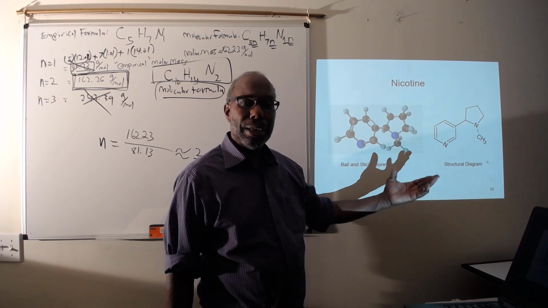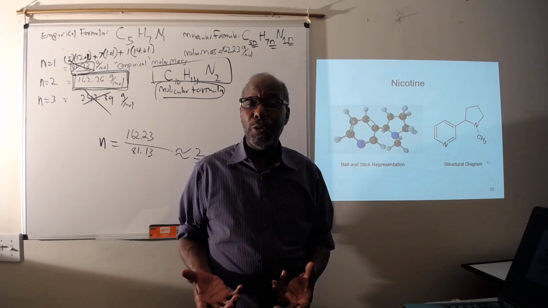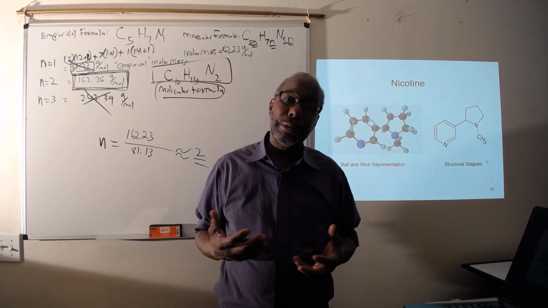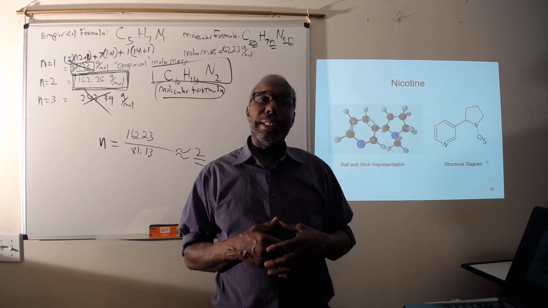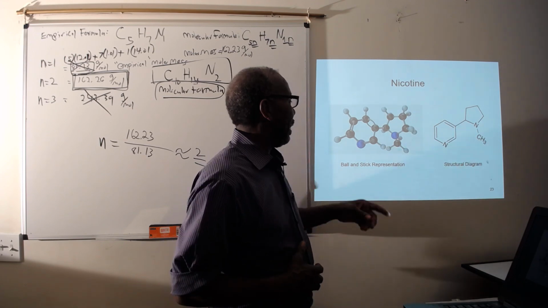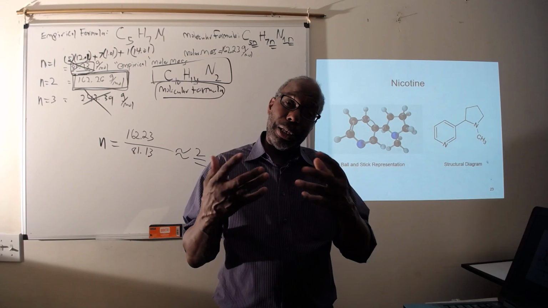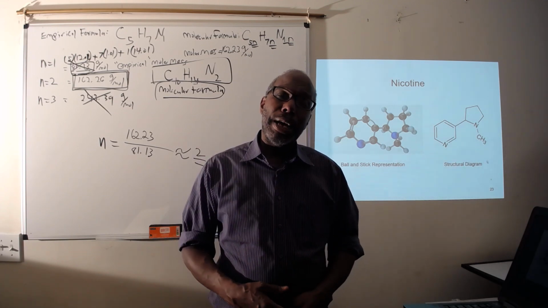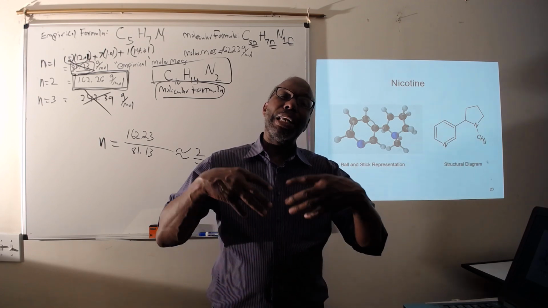This is a basic calculation: given the percent compositions of a substance, calculate the empirical formula, and then given the molar mass of that particular compound from a separate independent experiment, that would allow us now to calculate the molecular formula.